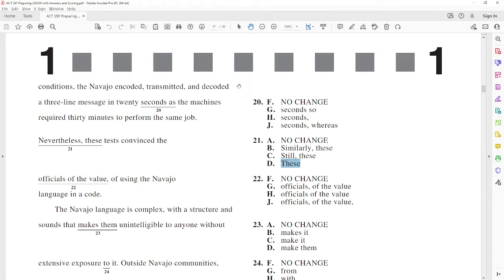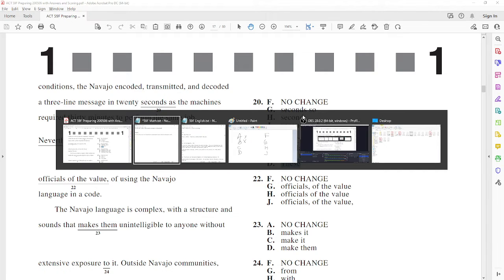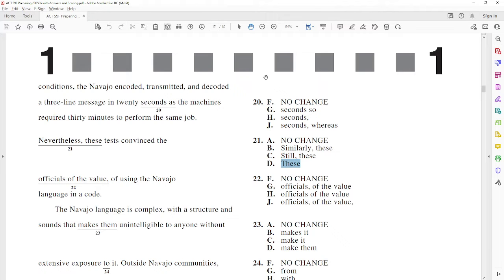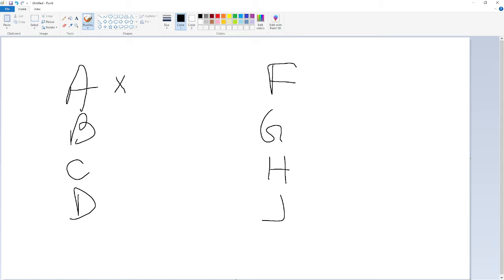As far as a transition word, I might say therefore. The machines were faster, or the Navajo were faster than the machines. Therefore, these tests convince the officials of the value. There is no option for therefore. There's nevertheless, which is opposite. We said it's not opposite, so A is out. You wouldn't even have to do this normally because we found out that delete and omit worked on this one. But let's say you didn't recognize it was delete, omit, and you said therefore. A would be out because it's nevertheless.